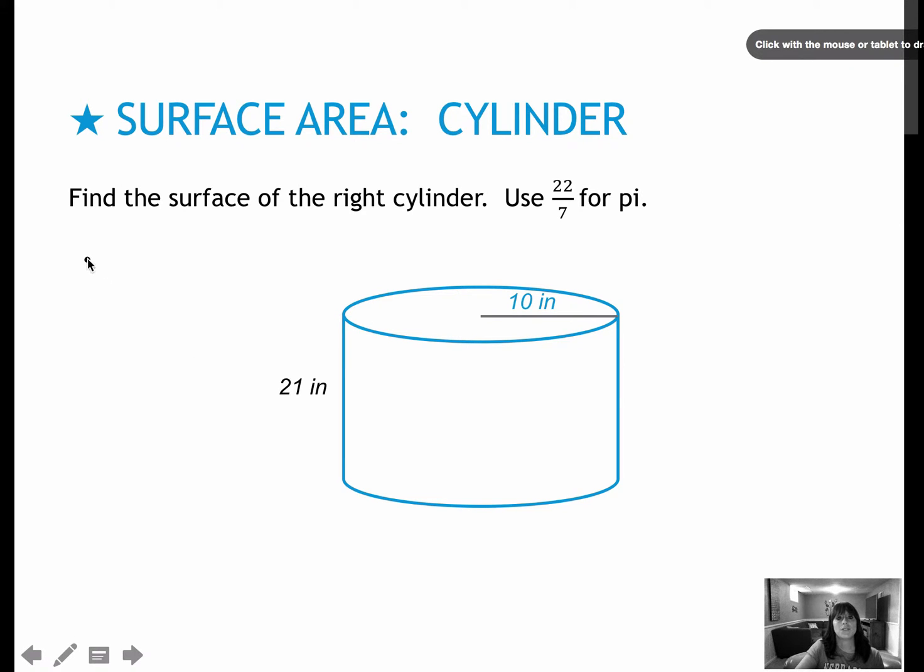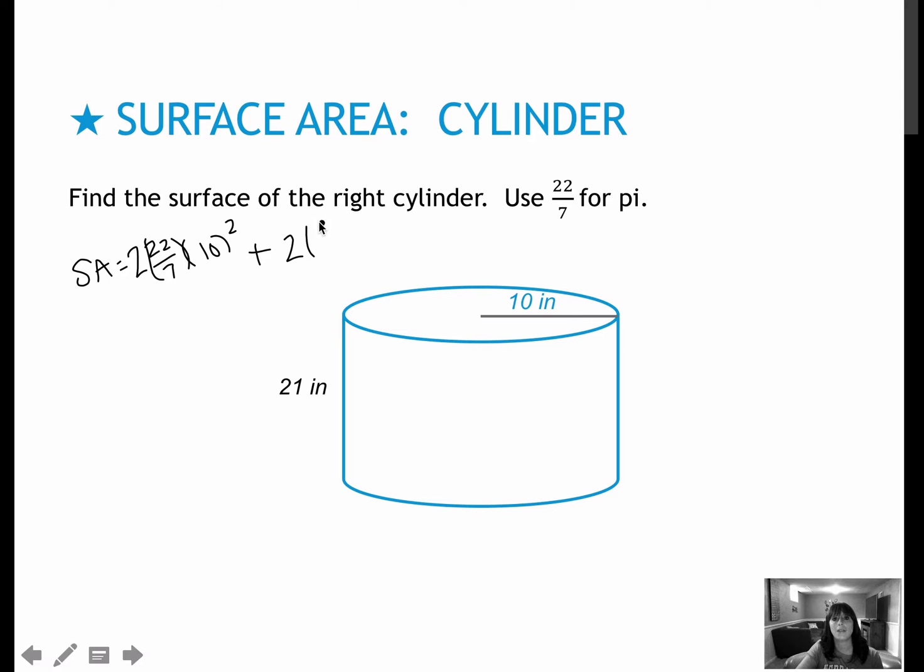So again, to find the surface area, I'm going to take pi r squared, which is the area of my circle. So pi is 22/7 times r squared, so 10 squared. And I'm going to take that times 2 because there's a circle on top and on bottom. And then I'm going to take 2 times pi times r, and then times big height, which will give me this inside area.